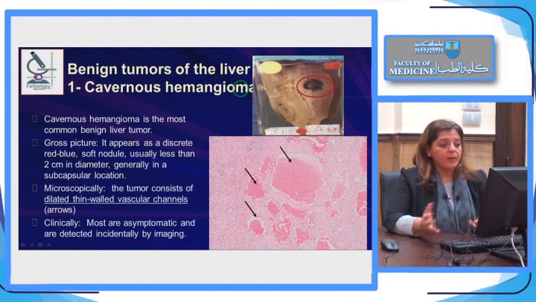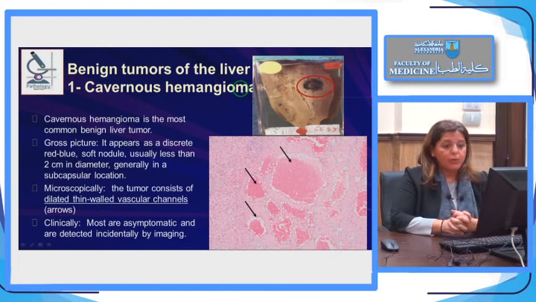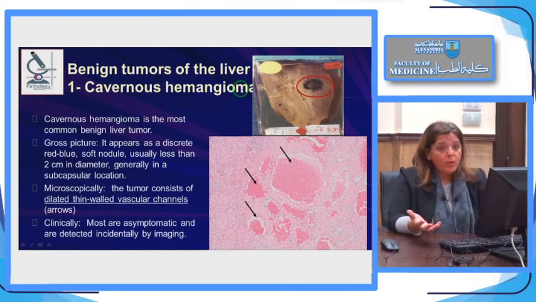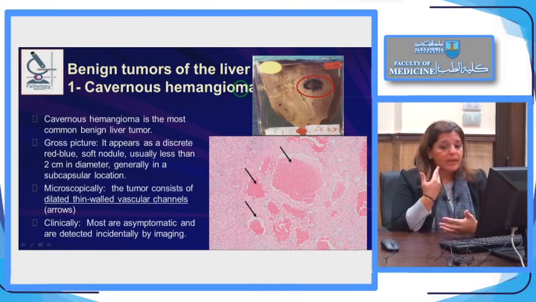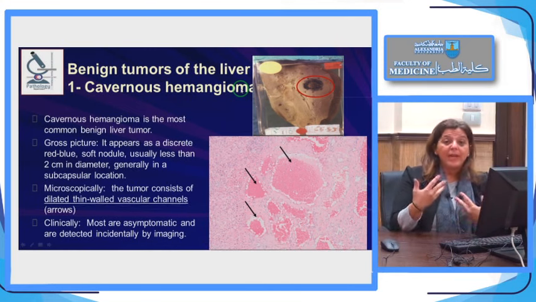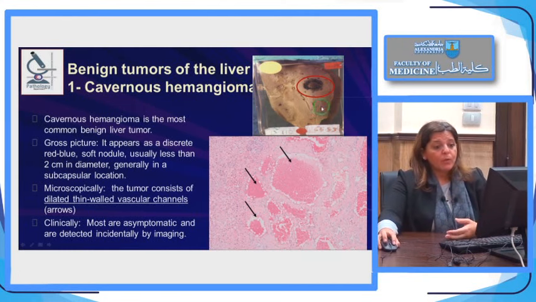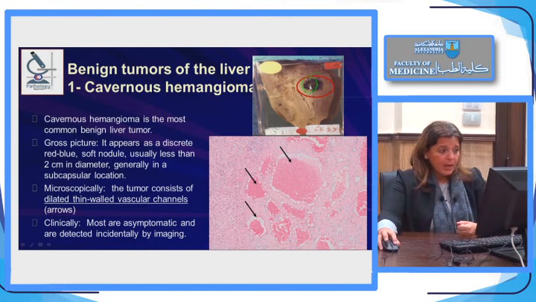A hemangioma is a benign tumor of the endothelial cells. Hemangiomas can happen anywhere in the body, on the skin, in the mucous membrane, and also inside the organs. One of the common organs that have hemangiomas is the liver. As you can see here, this is a slice of the liver, and you can see a brownish red-blue nodule. It is again not encapsulated. It is a benign tumor, but it does not have a capsule.